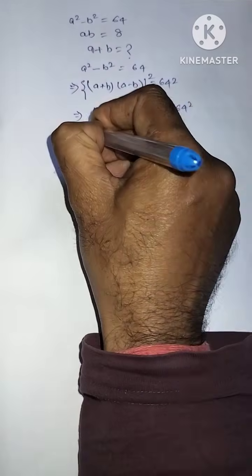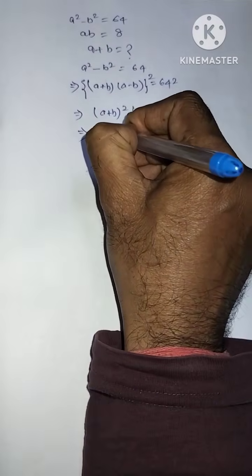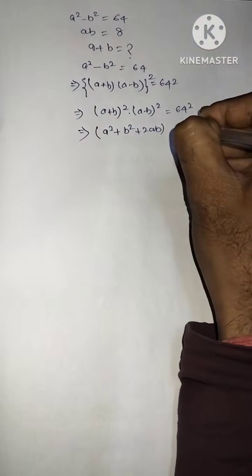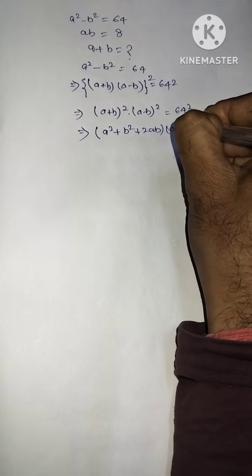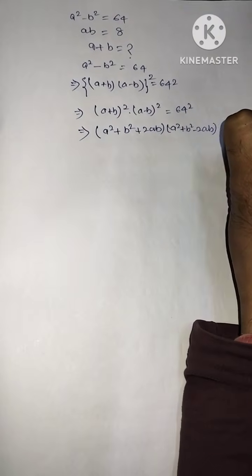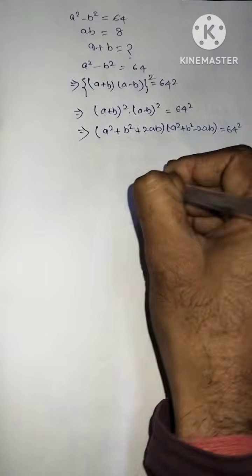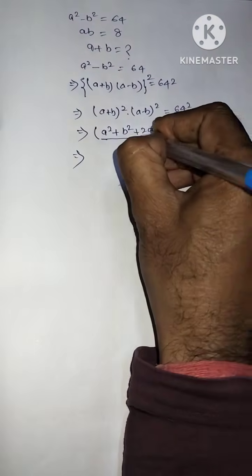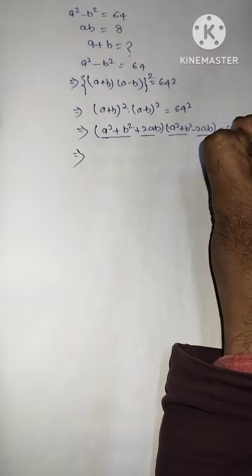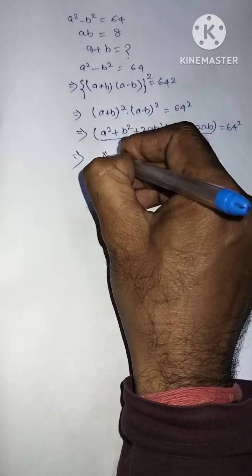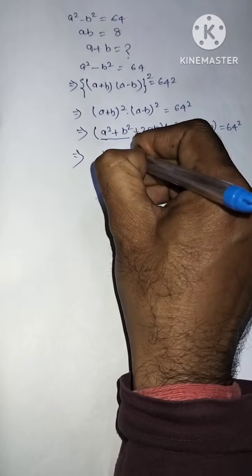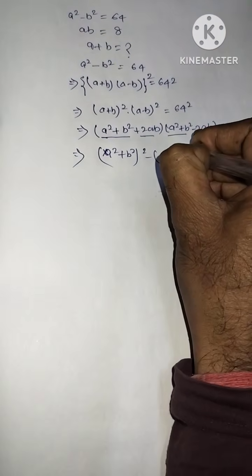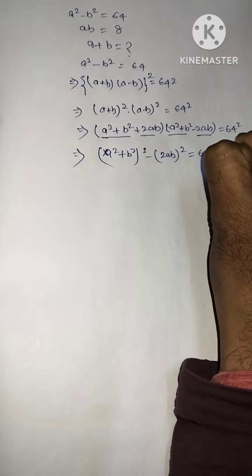I will use the identity here and can write (a square plus b square plus 2 times a times b) times (a square plus b square minus 2 times a times b), and this is equal to the square of 64. Here, let this be x, this be y, this be x, and this be y. So it will be the square of x, that means (a square plus b square) over power 2 minus the square of 2 times ab, and this will be equal to the square of 64.